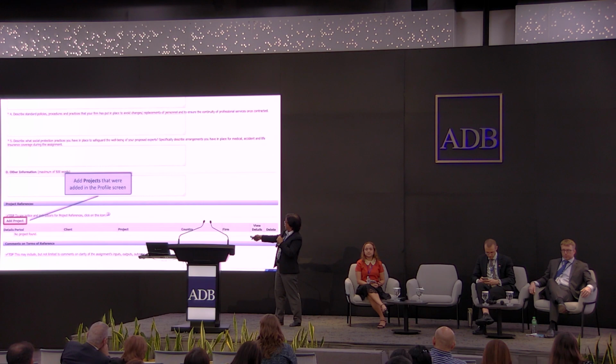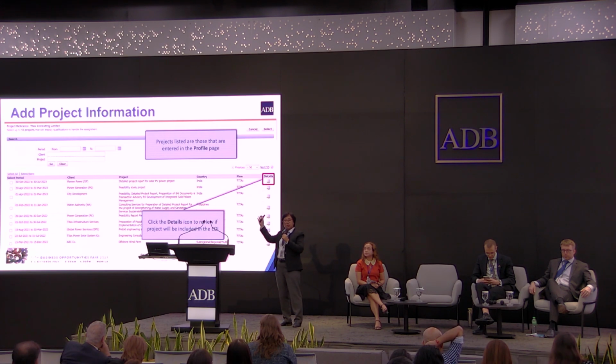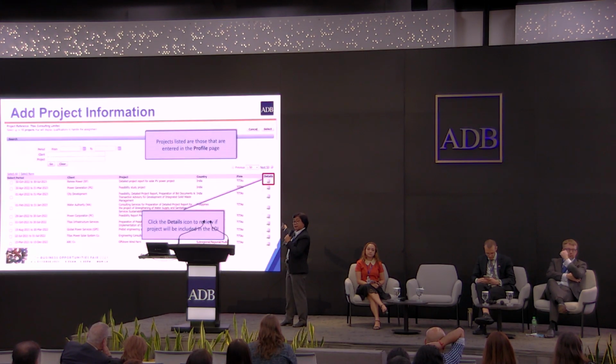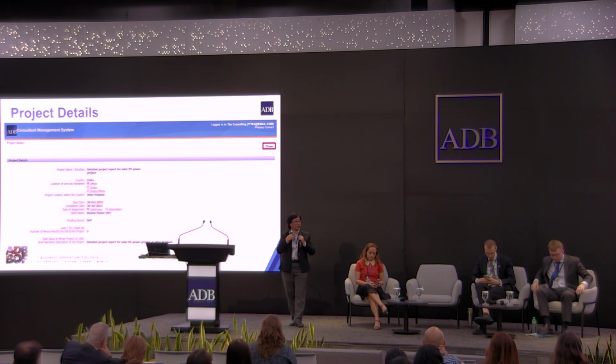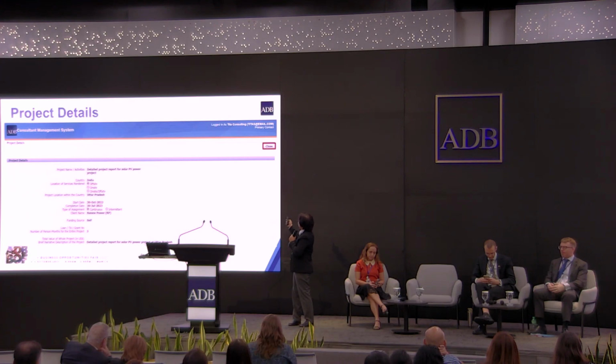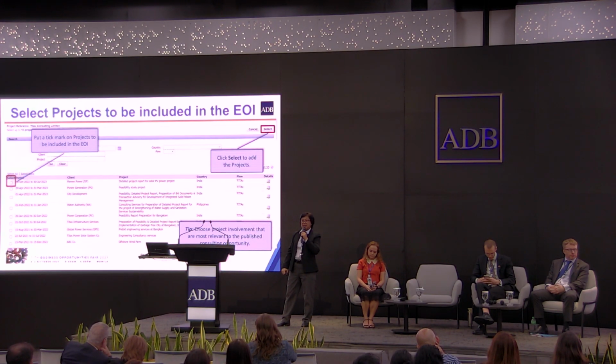You can click on the Add Project button, and then you will see this screen. These are all the projects that you have already worked on. Now, if you want to see the details of a project, maybe because you're thinking, is this the perfect project to support my application or my EOI, you can click the Details button. In the Details button, you will see the project details. If you think this is the right project for me, this will support what I want to apply for, just click this Close button, and then in this section, you can put a tick mark on the projects that you want to be included in the EOI.